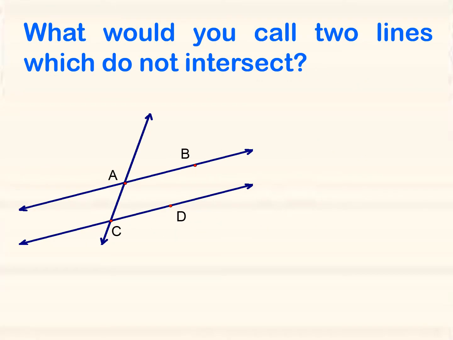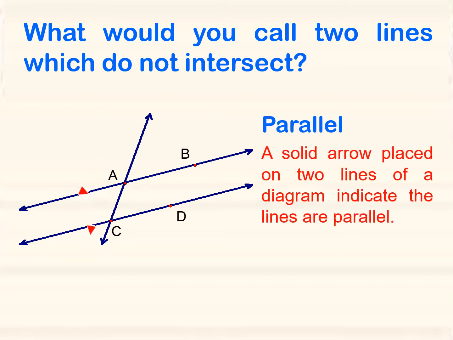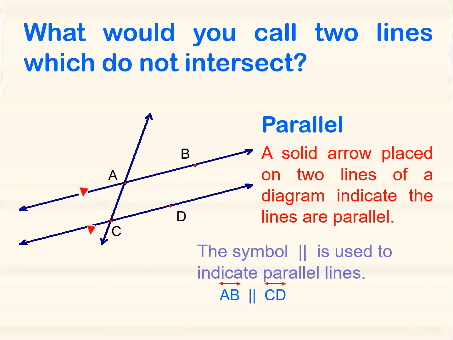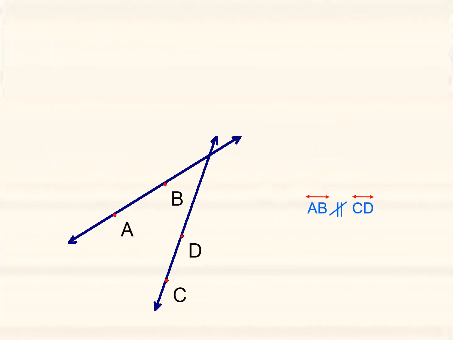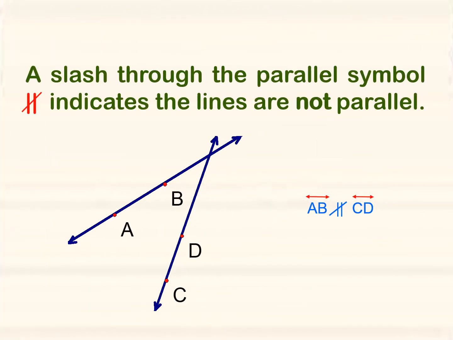What would you call two lines which do not intersect? We call them parallel lines. A solid arrow placed on two lines of a diagram indicates the lines are parallel. The symbol for this one is like this. It is used to indicate parallel lines. Therefore, in the diagram, line AB is parallel to line CD. A slash through the parallel symbol indicates the lines are not parallel. In the diagram, line AB is not parallel to line CD.